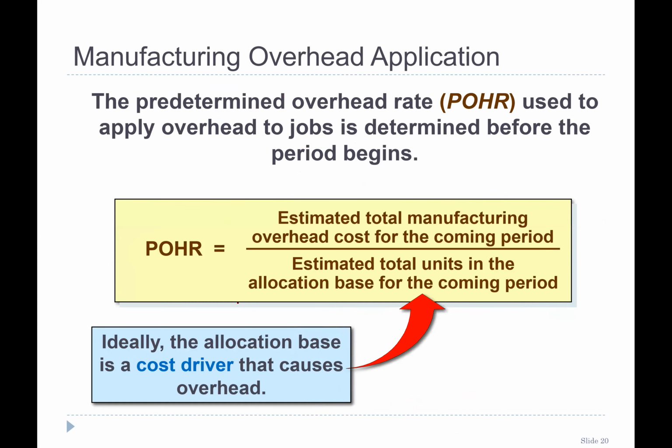So the denominator, ideally, should be allocated on the basis of a cost driver. For example, for the wooden crate that the worker has produced, he spent 8 hours. So we are basing our manufacturing overhead on the basis of direct labor hours. It means direct labor hours drive our manufacturing overhead. That's why we name this a cost driver.